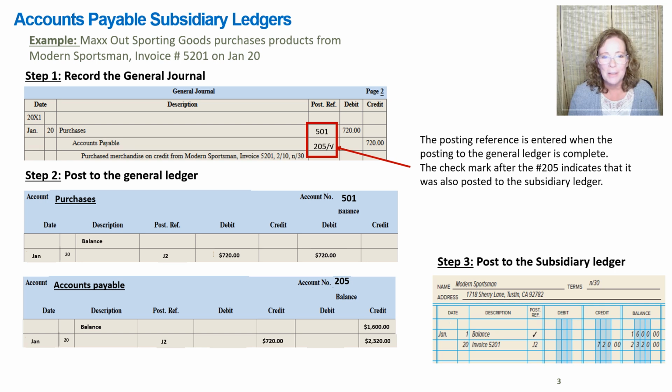Did you notice that the general ledger balance and the subledger balance are the same? In this example, we only have one vendor, Modern Sportsman. But even when we have multiple vendors, the total of all subledger accounts for all vendors should equal the accounts payable account. Let's expand this example and look at what happens when Max Out Sporting Goods pays the invoice.